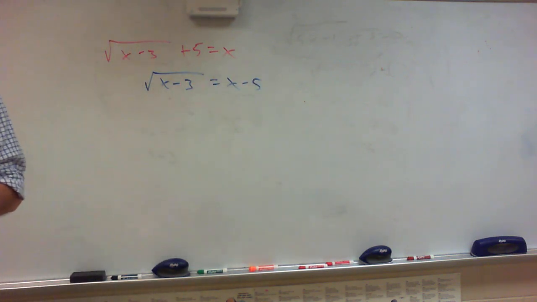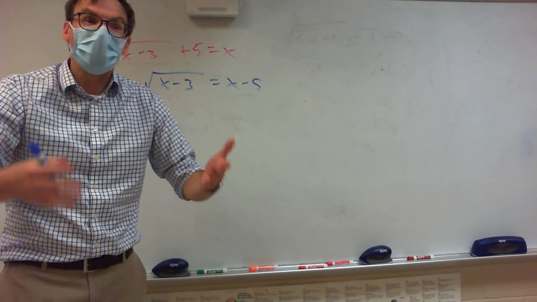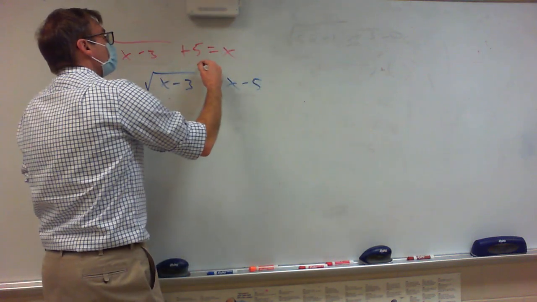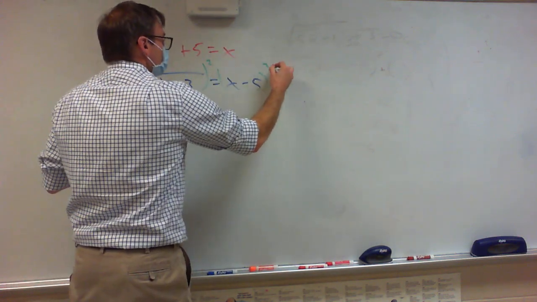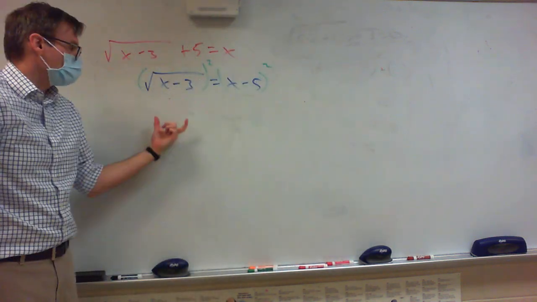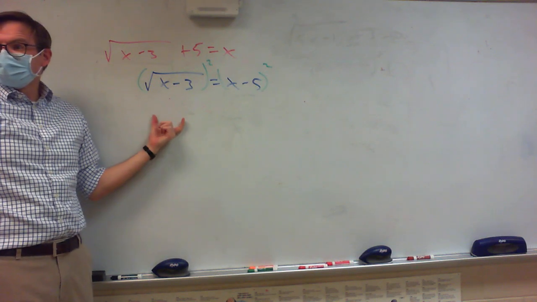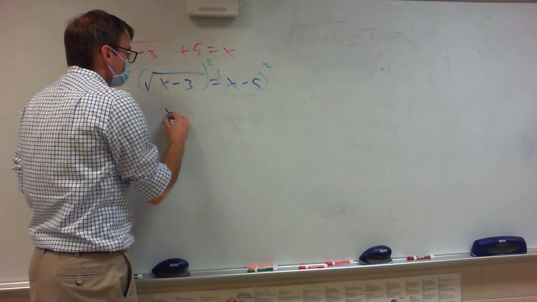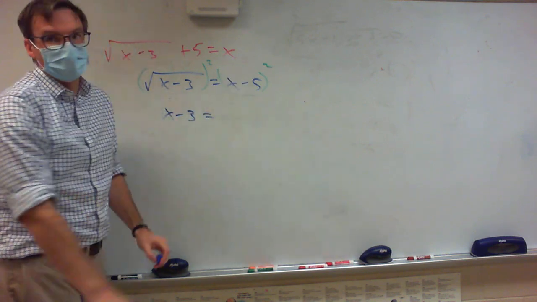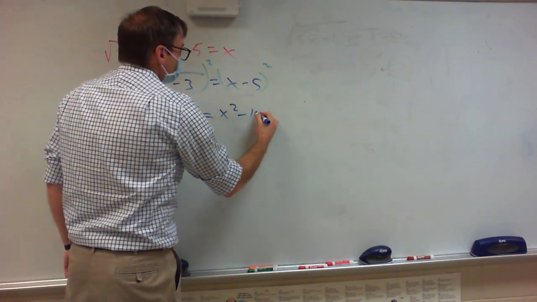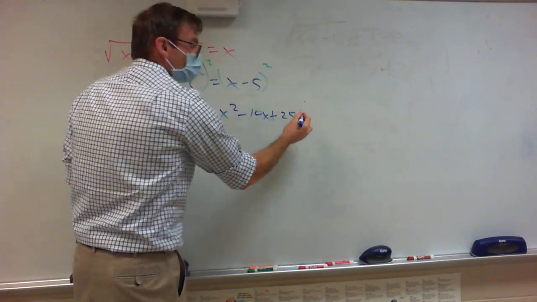Now what do you do? Square both sides, right? The whole reason you got the square root by itself is so that you can square both sides. So what's this side become? X minus 3. So this becomes x minus 3. What's this become? X squared minus 10x plus 25, right?